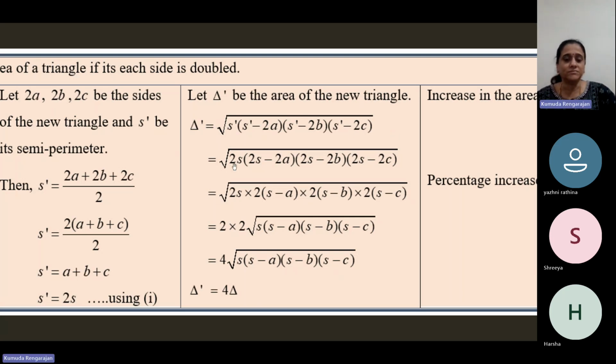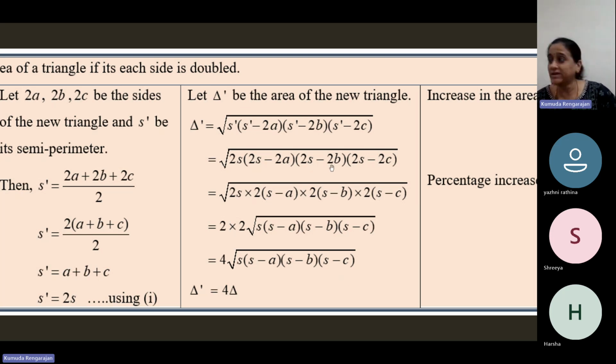Now S dash we got here is 2S. Wherever there is S dash, use 2S. So 2S, 2S, 2S, 2S. The others are the same. Now here 2 is common, right? You can bring 2 out. See here, 2S minus 2A, so bring 2 out: 2 into S minus A.